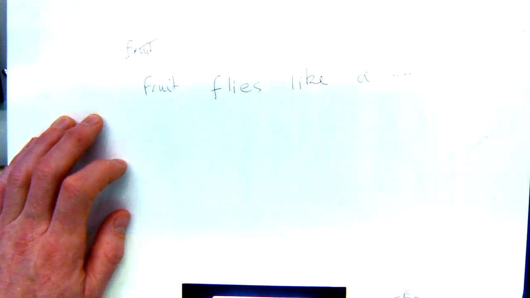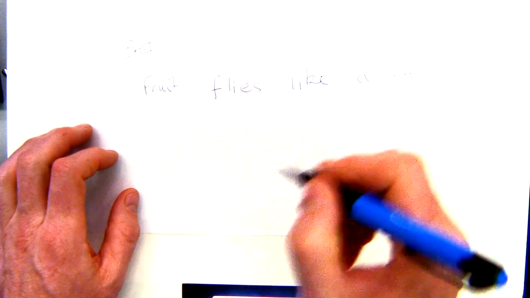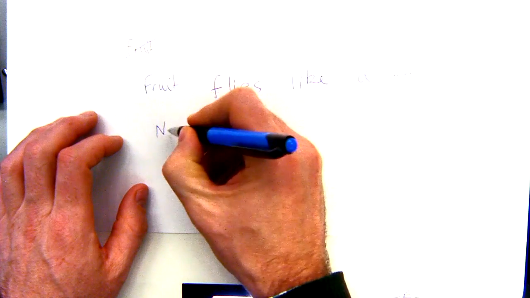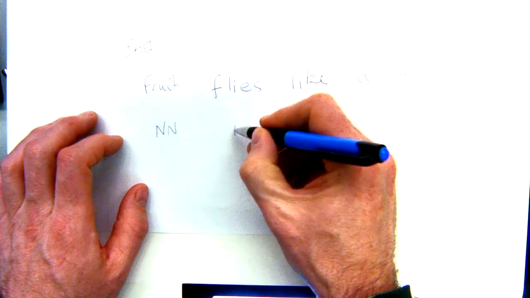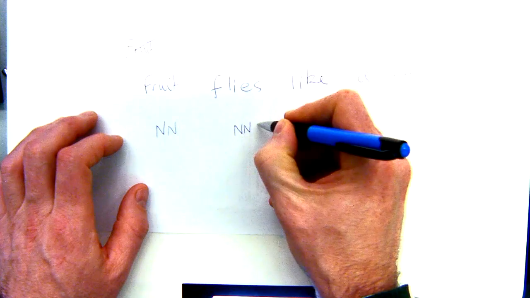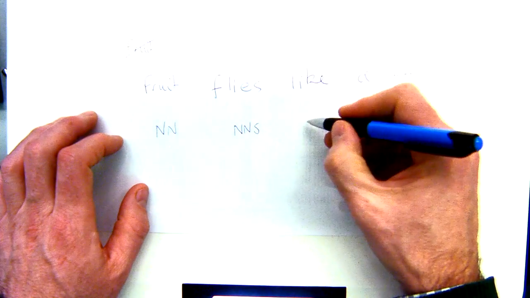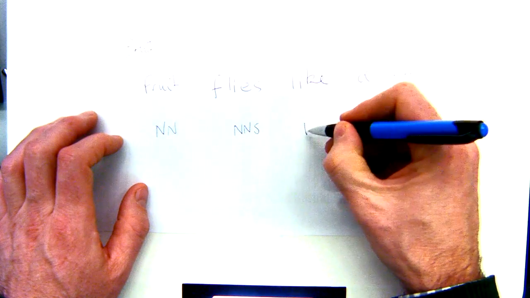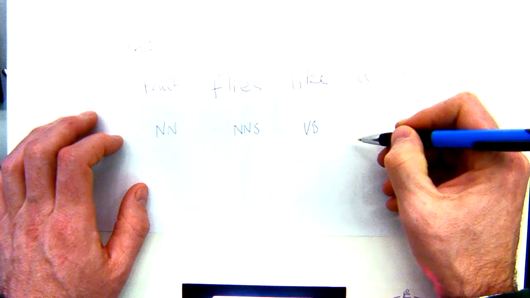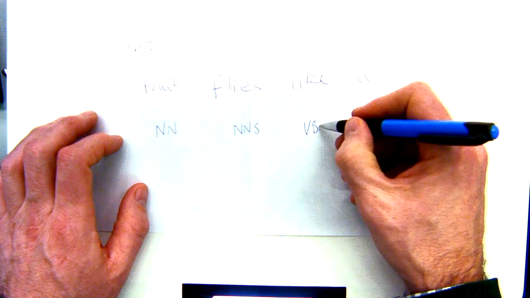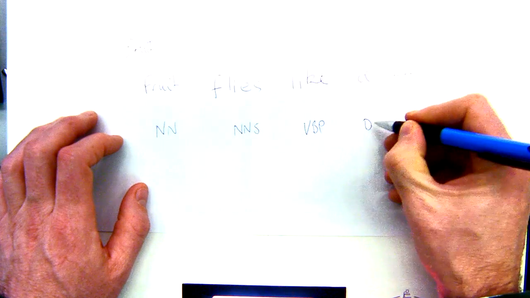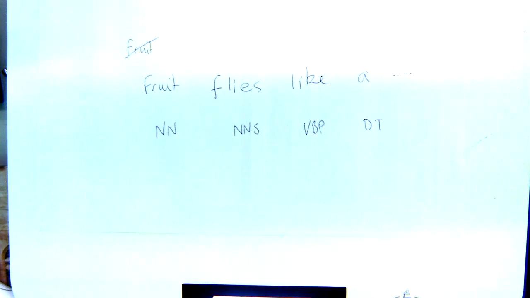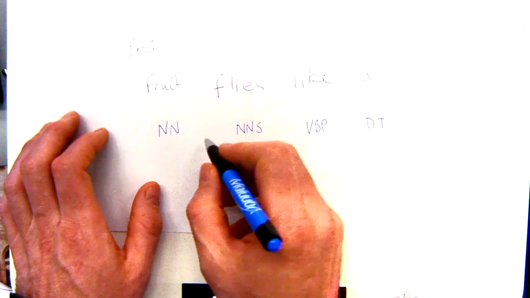So if we're looking at this, imagine this is part of our training resource that's been tagged. This one's been called a noun, this one a noun plural, this one a verb. VB, is it VBP? I think it's VBP. Determiner and so forth.